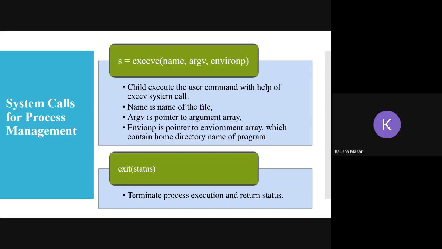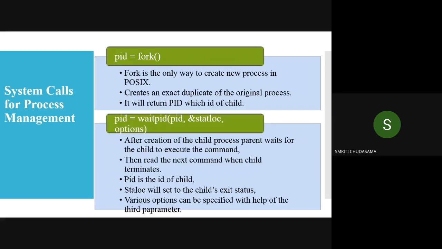Ma'am, there is a question: if a parent is executing and the child occurs, so the parent will stop its execution. From which point will it start the execution once the child is terminated? The parent won't stop its execution. The parent will wait. The parent process does not get terminated. It waits for the child to finish its work.